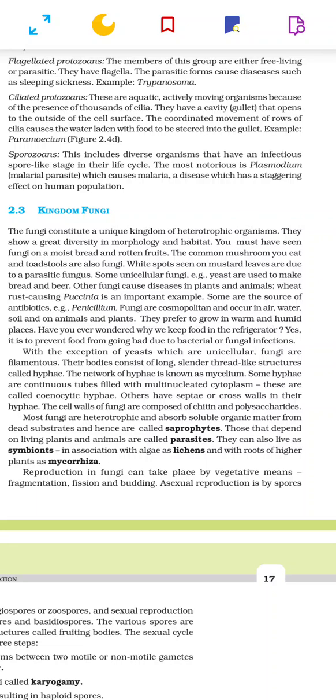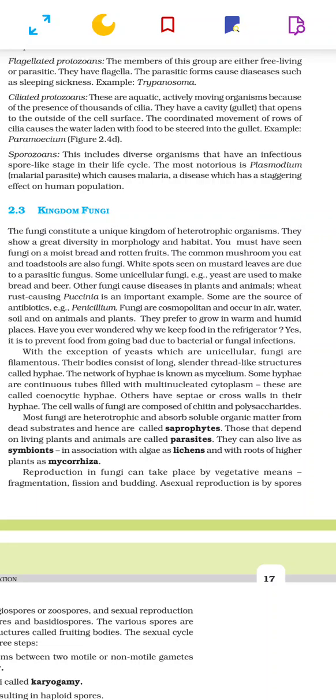Have you ever wondered why we keep food in the refrigerator? Yes, it is to prevent the food from going bad due to bacterial or fungal infections. With the exception of yeast, which are unicellular, fungi are filamentous. Their body consists of long, slender, thread-like structures called hyphae. The network of hyphae is known as mycelium.